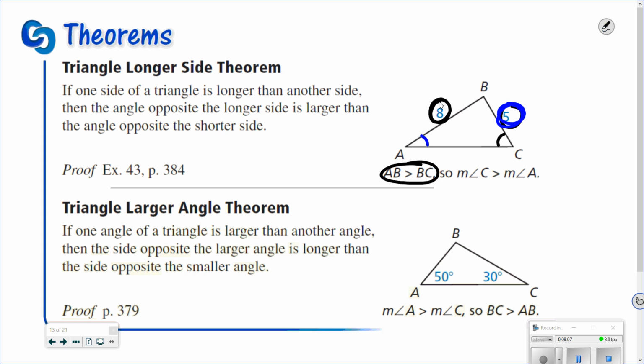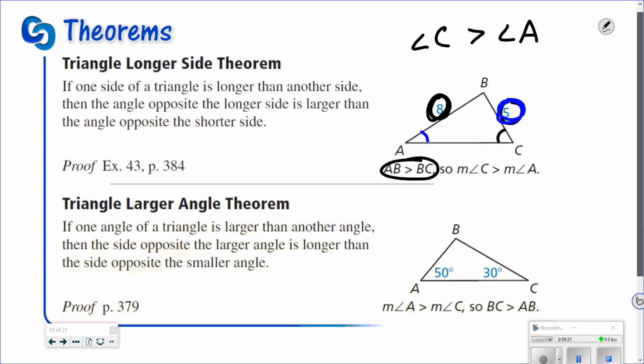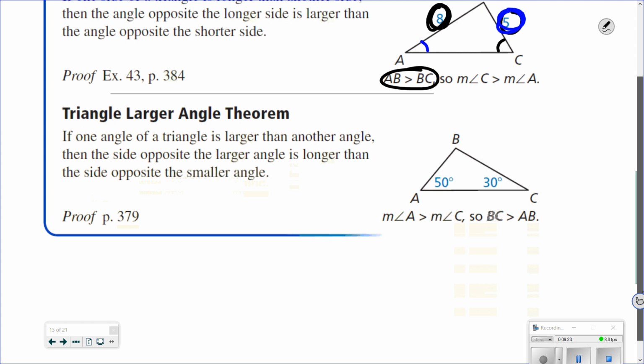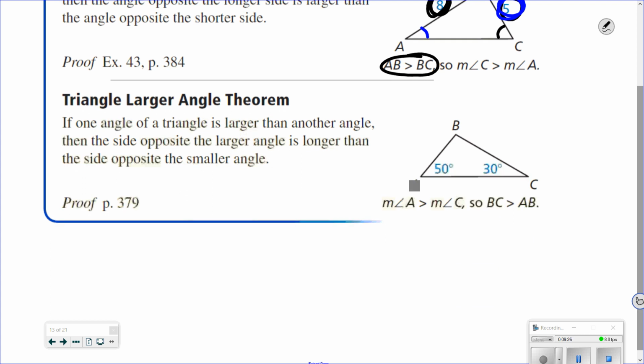So in this case, if this side is bigger than the one I outlined in blue there, that means angle C has to be bigger than angle A. So by comparing the sides, you can compare the angles. The same is also true with their angles. It's just going the opposite way, right? If one angle of a triangle is larger than another angle, then the side opposite the larger angle is longer than the side opposite the smaller angle.